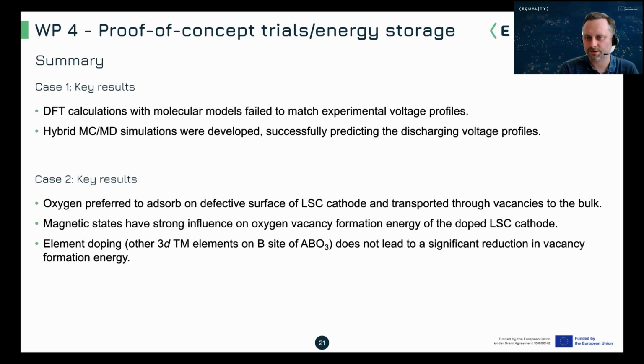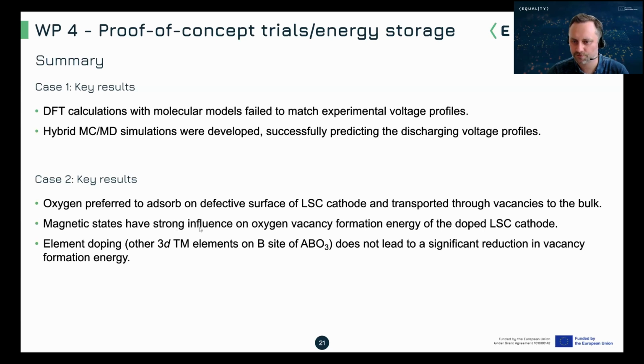Okay, the key results of the whole thing: density functional calculations of molecular models fail to match experimental voltage profiles for the battery case, and so we developed a hybrid MCMD simulation approach to successfully predict the discharge voltage profiles. Key results for case 2 is that oxygen prefers to adsorb on defective LSC cathode surfaces and is transported through the bulk, mainly via vacancy hopping.